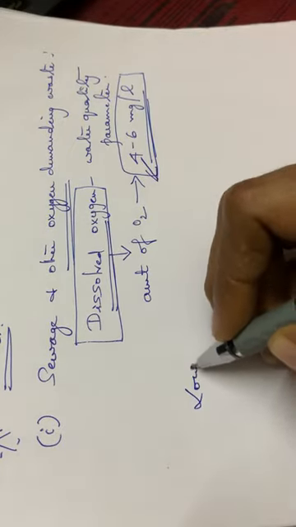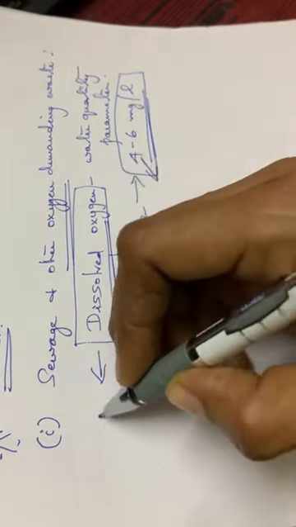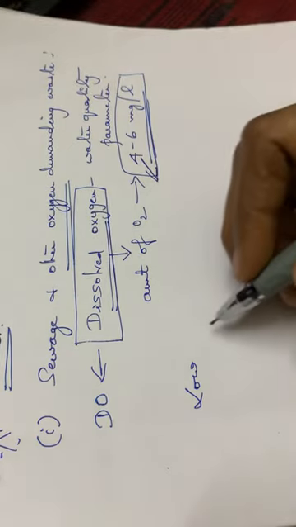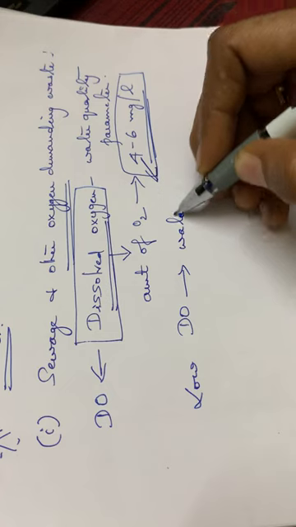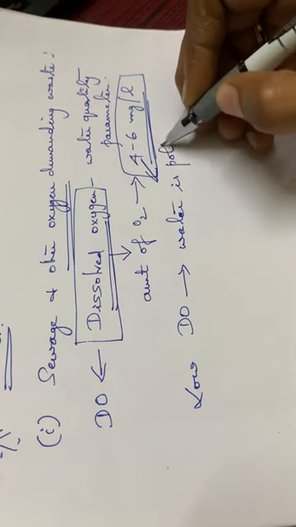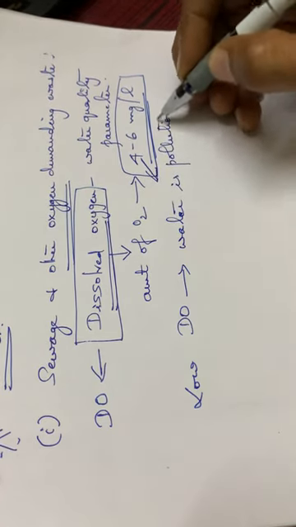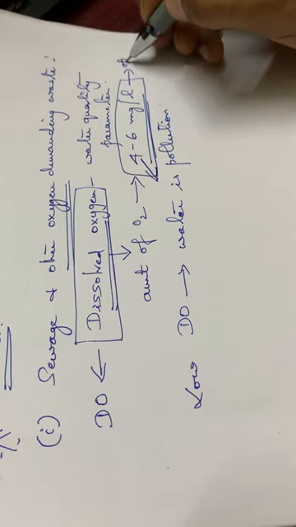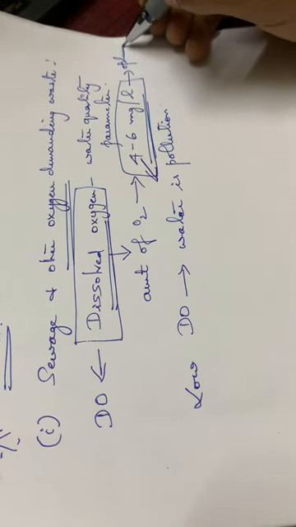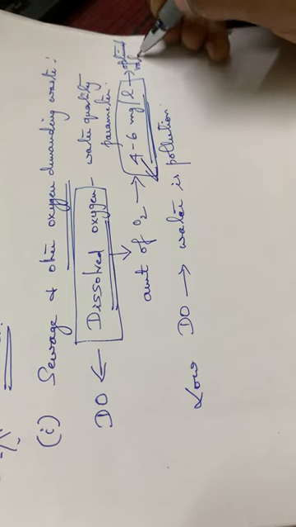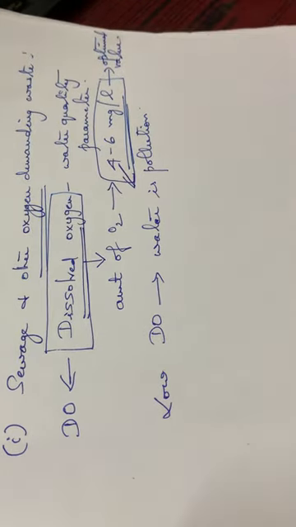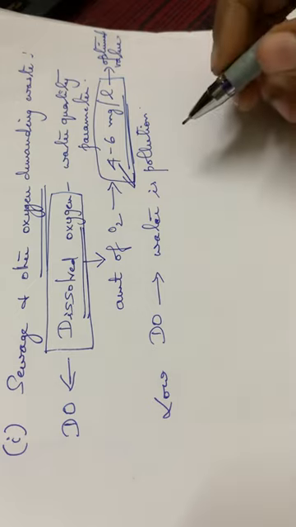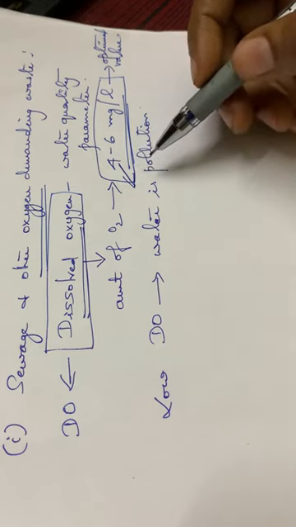Dissolved oxygen is usually denoted by DO. Low dissolved oxygen means the water is polluted. The 4 to 6 milligram per liter is the optimal value for dissolved oxygen. If the DO level is below that, the water is polluted.